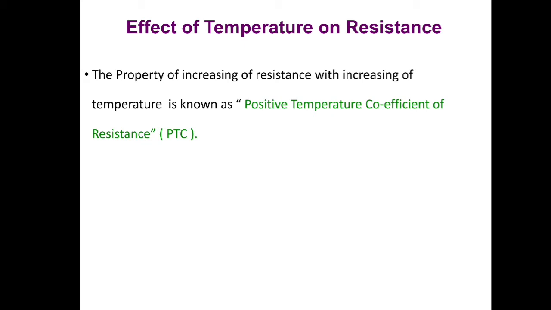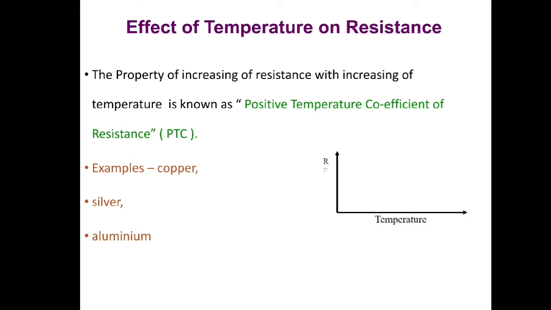Similarly, vice versa. Suppose the resistance decreases when the temperature is increased; then the material is said to possess a negative temperature coefficient of resistance. Examples of positive temperature coefficient of resistance are copper, silver and aluminum. We can observe a curve here, shown between resistance and temperature. The resistance increases when the temperature is increased.